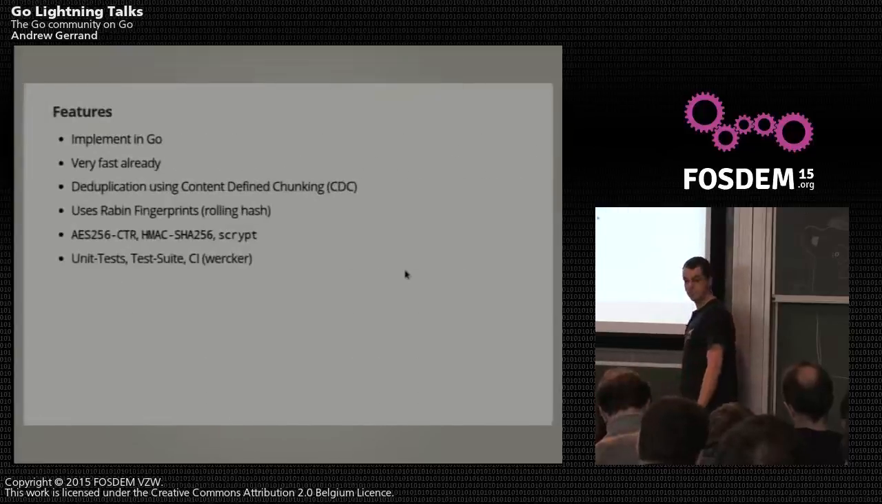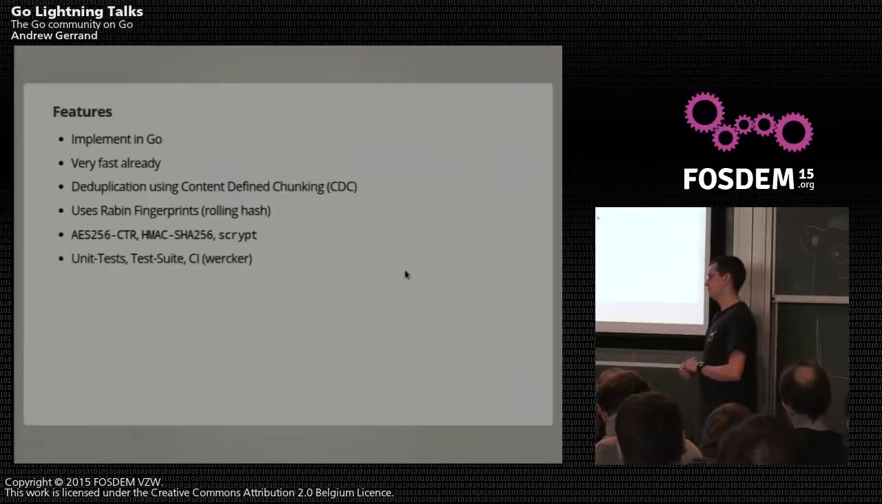The features: it is implemented in Go, obviously. It's already very fast. We will see that later. It does deduplication with content-defined chunking, very similar to what Camlistore does. I've looked at that, but I chose another algorithm that I think is better suited for this task. It uses Rabin fingerprints, and I had to read a paper by Rabin, which is typed on a typewriter, and there's a scanned version as a PDF. It was very hard to read, but an excellent paper.